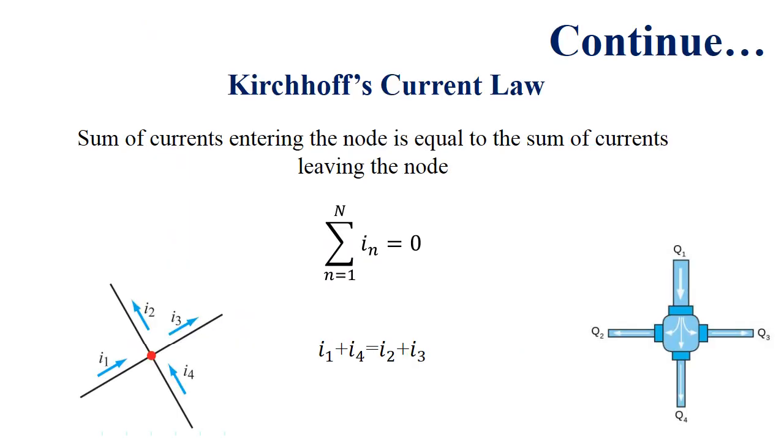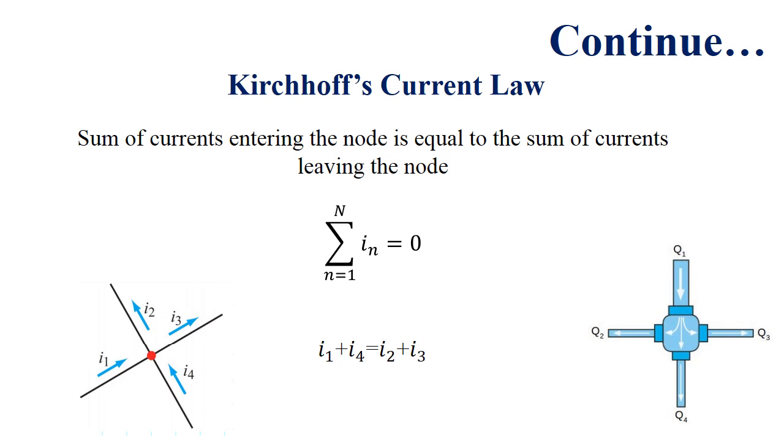Kirchhoff's current law states that the sum of currents entering the node is equal to the sum of currents leaving the node. In other words, the algebraic sum of all the currents entering and leaving the node must be equal to 0, as we can see in equation number 1. Here the two currents entering the node are positive in value, and the two currents leaving the node are negative in value. That means the total of the positive and negative currents equals 0. So we can say that all positive currents equal all negative currents.